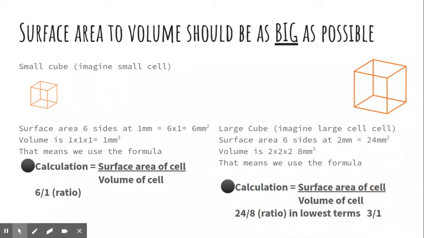So if we look at the formula surface area to volume, it's 24:8. Now that looks big and you think, oh, that's a really big surface area to volume ratio. Except we have to put it in lowest terms, because both of those are divisible by 8. And you actually only get a 3:1 ratio, which is much smaller than our 6:1. So the surface area is much smaller compared to the volume inside of it, which again is a problem. We want the largest amount of surface area, the largest amount of space for things to come in, but we want the smallest area inside for things to move around.